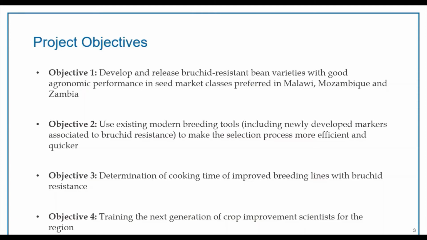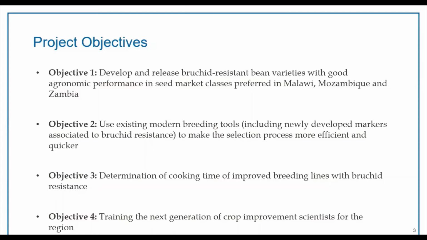The second objective is to develop modern breeding tools to improve the efficiency of selection for weevil resistance. It's not easy to select for resistance to this pest. It's quite a time-consuming process, sometimes close to 2 months of screening for resistance. Now we are trying to develop modern molecular tools that could help make this selection process more efficient and quicker.